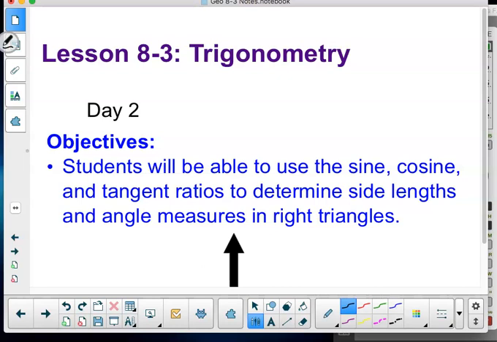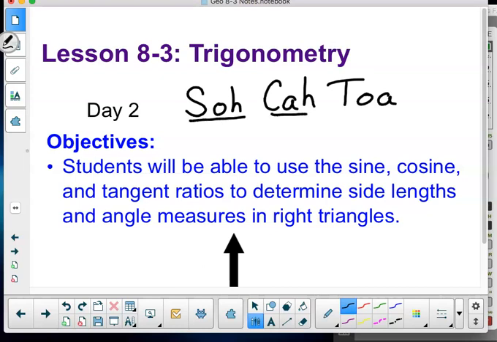A helpful mnemonic device to remember what the sine, cosine, and tangent ratios are: what do you do when it goes swimming? Sine is opposite over hypotenuse, cosine is adjacent over hypotenuse, and tangent is opposite over adjacent. And it's SOHCAHTOA, which is what I do before I go swimming. So keeping that in mind, that's how we remember it.